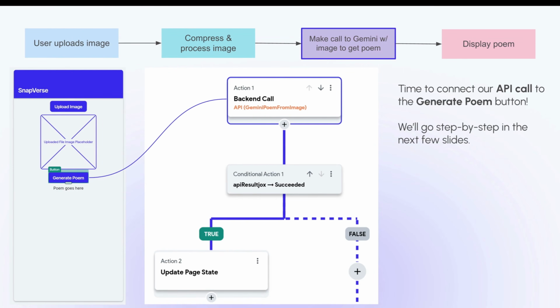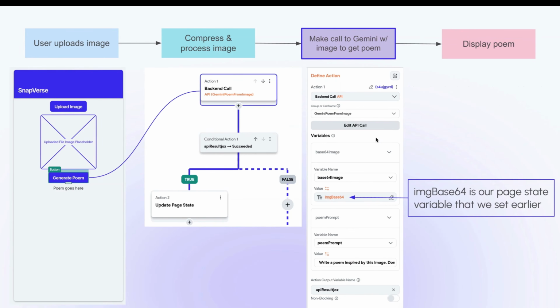We're going to revisit that third step, which is making our call to Gemini, right? We defined our API call, and now it's time to connect that API call to the button. So here's a brief overview of what that's going to look like. We have an API call. I'm just going to go over step by step what that's going to look like.